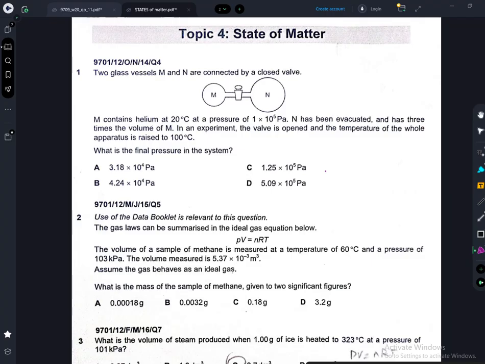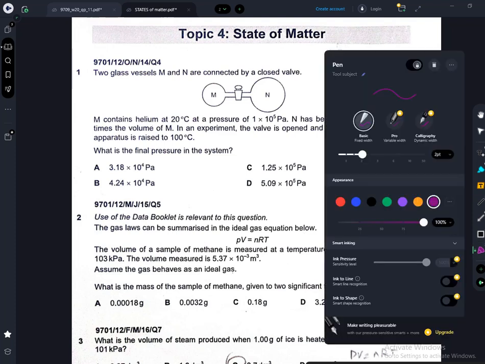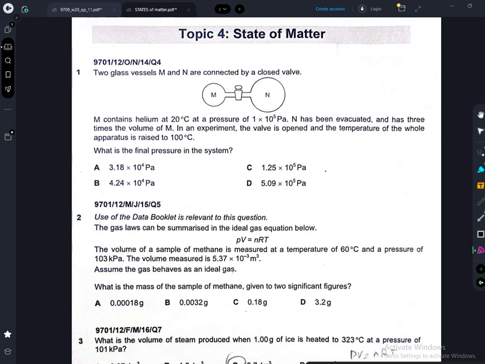Alright guys, so now we are going to start today's topical workout of P1 Chemistry, AS level Chemistry 9702, States of Matter. So yes, we shall be starting without any delay.